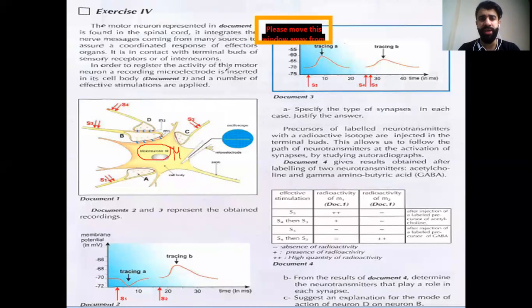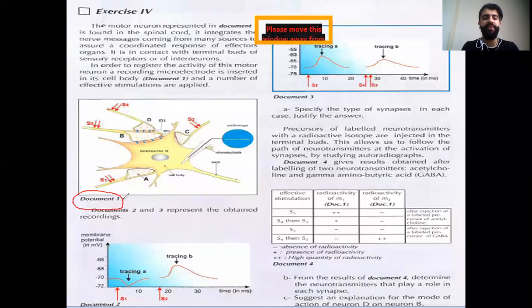In order to register the activity of this motor neuron that is represented in document 1, we have a recording microelectrode. This is the microelectrode, a recording microelectrode shown on an oscilloscope, inserted into the cell body. So I'm showing the insertion of the recording microelectrode inside the cell body of this motor neuron. And all of these are presented in document 1.